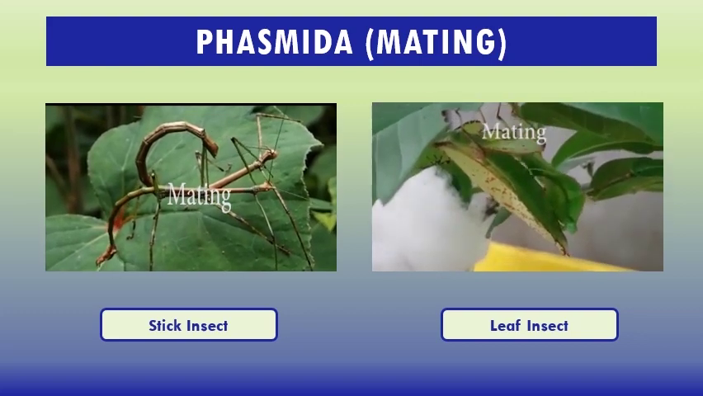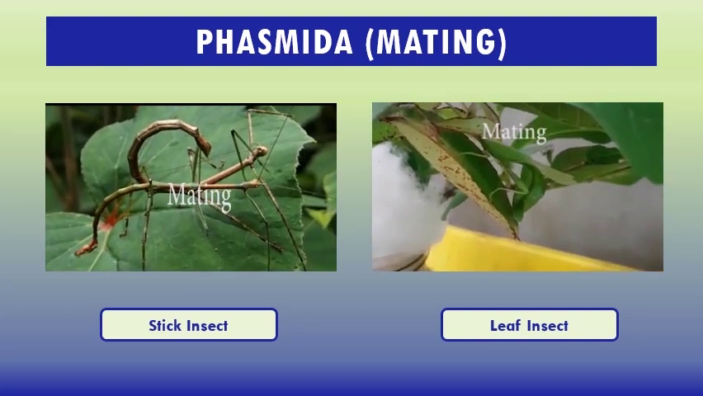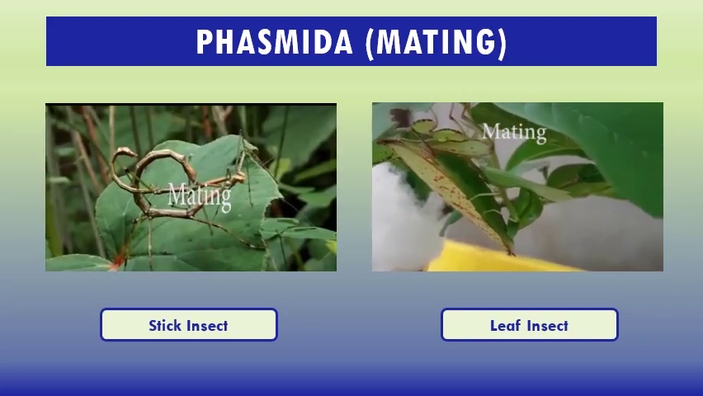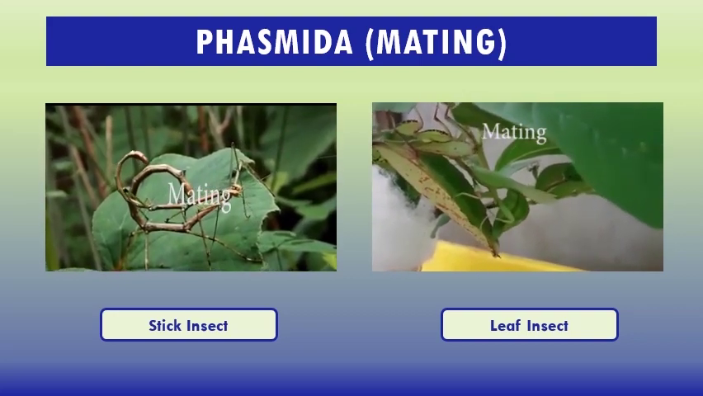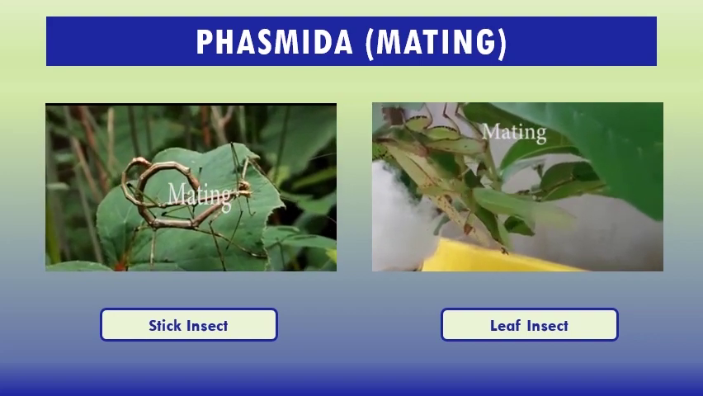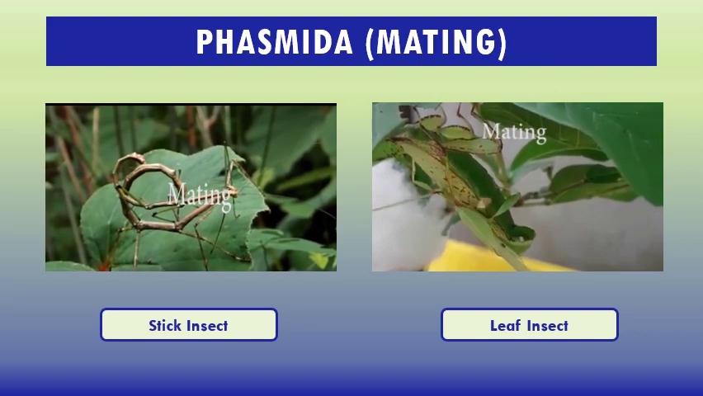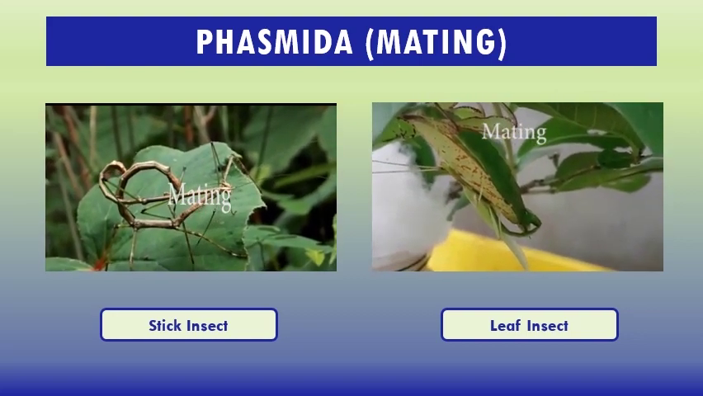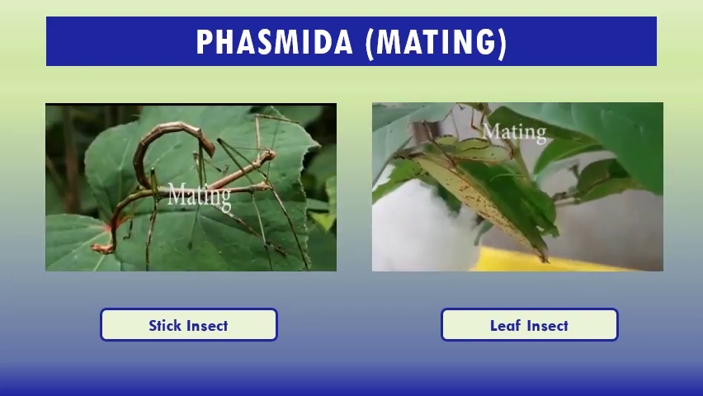Now, the mating process in Phasmida, in stick insects and leaf insects. Male phasmids are generally smaller than females, as you can see here, and have more functional wings. It is usually the males that will fly around to locate a mate.